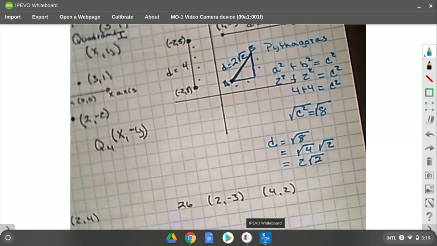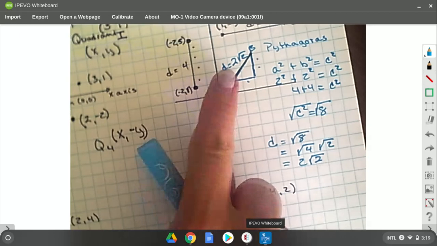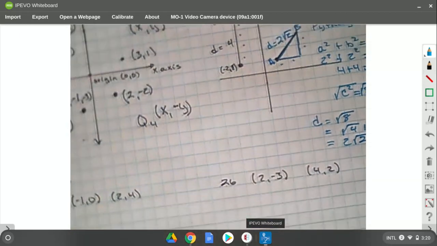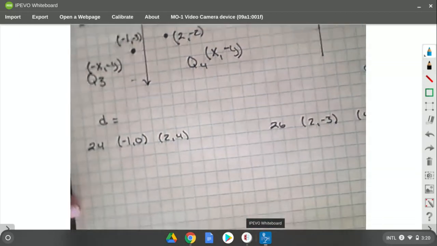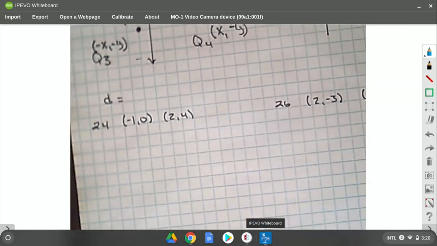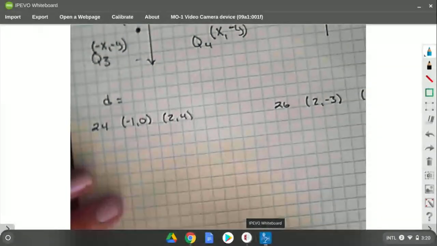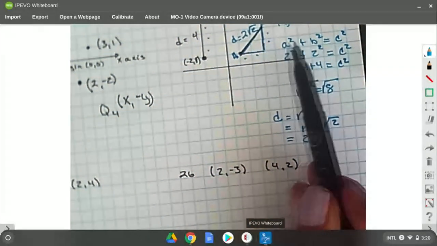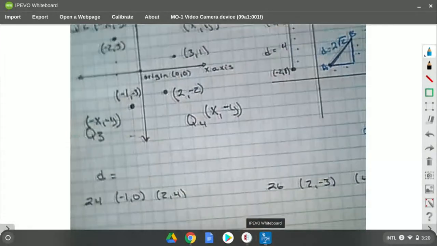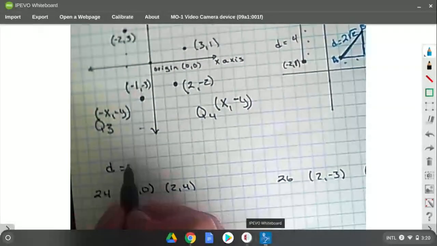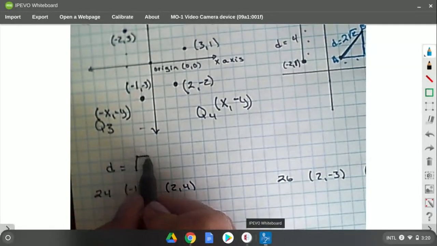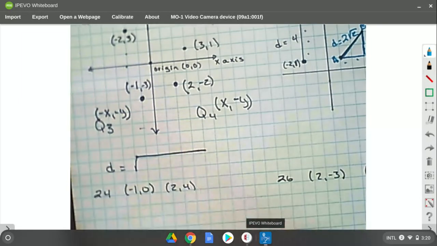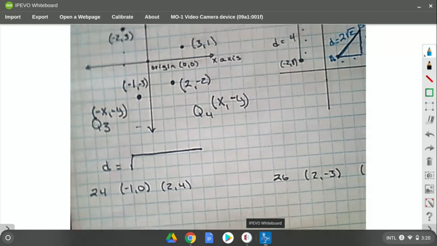Okay, so what if I don't have a graph and a line, and I can't draw a triangle and count my sides? What if all I have is 2 coordinate points? Well, you have a formula, and the formula comes right out of a squared plus b squared. This is my legs, and this is my slanted line, my answer, my distance. So what's the last thing we do with the Pythagorean theorem? We take the square root, right? So we're going to start there. We got the square root.